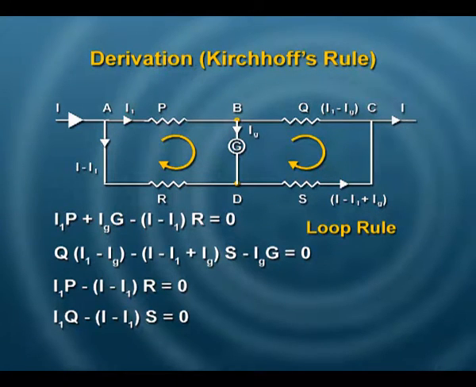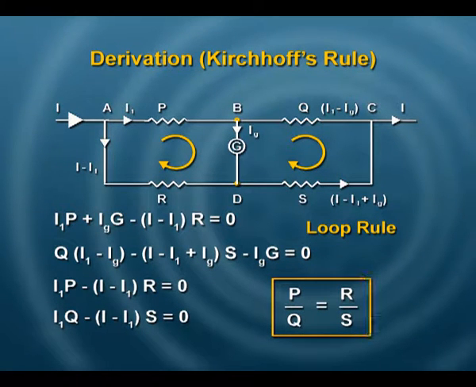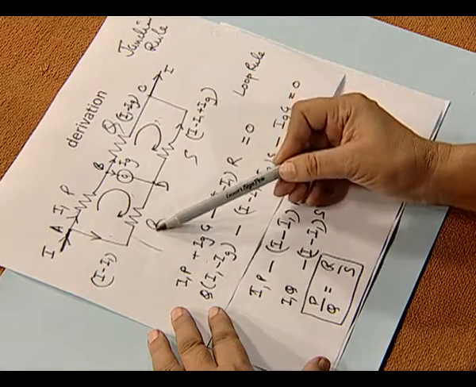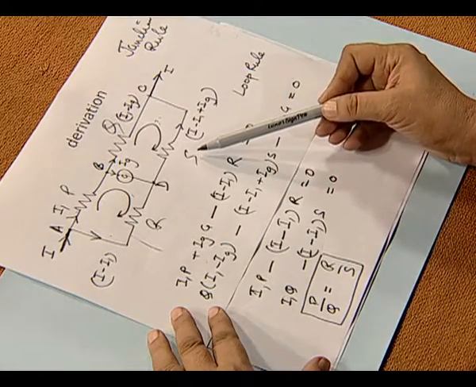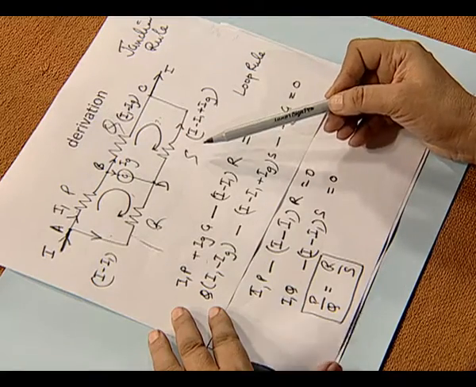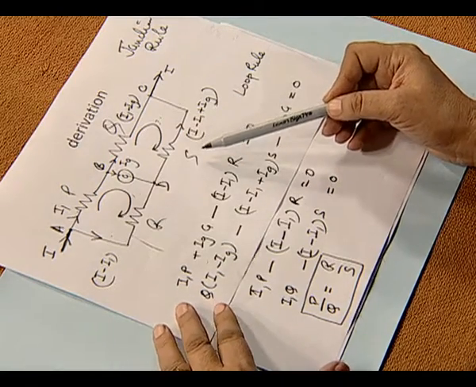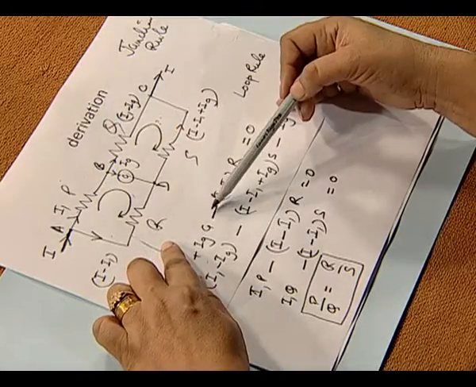Finding the ratio of these 2 equations, you will get the value P upon Q is equal to R upon S. This indeed is the requisite for a balanced Wheatstone bridge. That means the ratio of these 2 resistances must be equal to the ratio of the other 2. This is taken care of in a meter bridge, and we do not have to know all the 3 resistances to find any one of them.